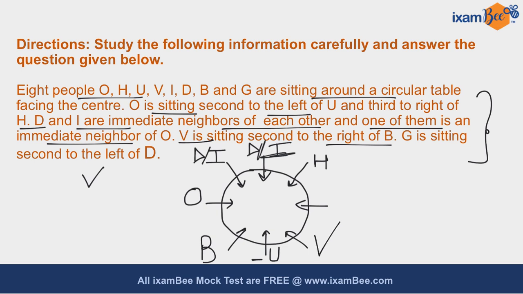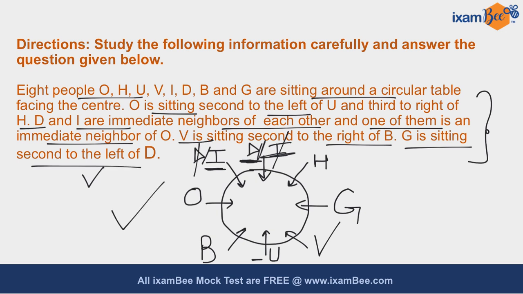Now in the last statement it is given to you that G is sitting second to the left of D. So you have to consider D over here. In that case you can only place G sitting second to the left of D. So your D sits over here and I sits over here and you can cross I and D from here. So this is your final arrangement.